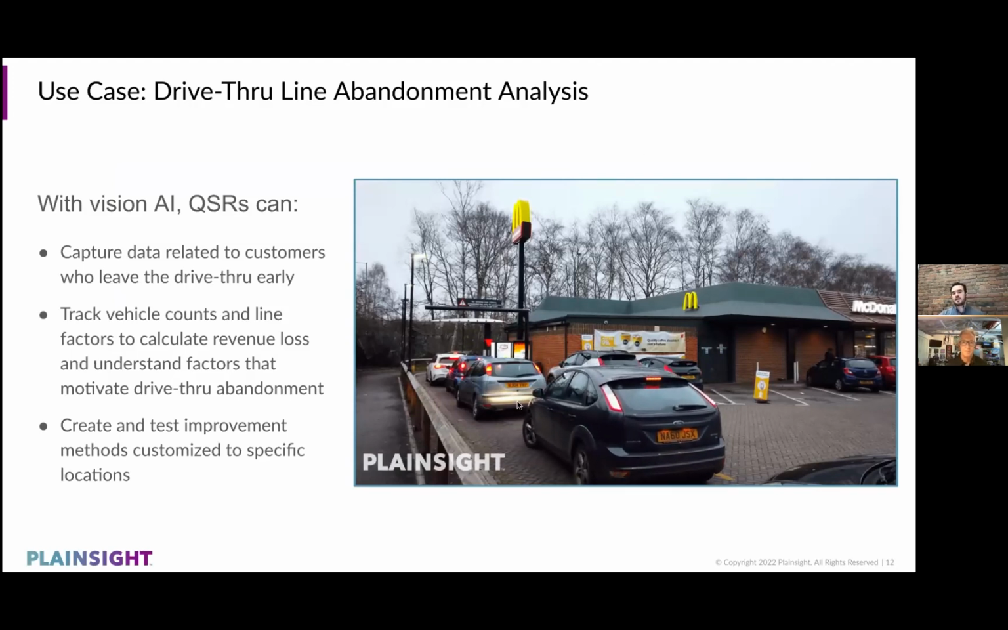So here, again, we have this camera feed, and this is an example of using an existing camera in a location. This might not be the most optimal view to do all these analytics, but we're going to talk about how we can make it work for us and show the flexibility of computer vision in this type of application. So we want to capture data related to customers who leave the drive-thru early. We want to track and count the vehicles going through and understand their dwell time, like how long they are waiting in line. And then hopefully we'll take that data and make improvements or adjust the workflow to increase the speed of getting food out to customers.